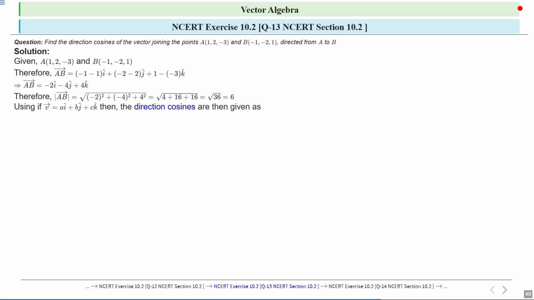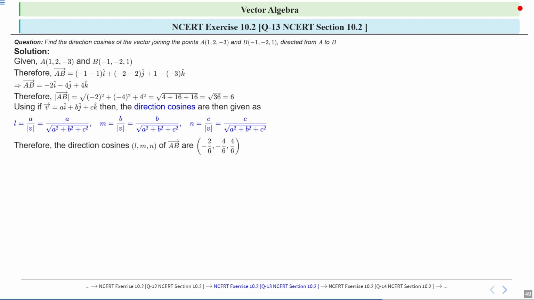Now, if v vector is equal to a i cap plus b j cap plus c k cap, then the direction cosines are given as l is equal to a upon magnitude of v, which is a upon root over a square plus b square plus c square. m is equal to b upon magnitude of v, which is b upon root over a square plus b square plus c square, and n is equal to c upon magnitude of v, which is c upon root over a square plus b square plus c square. Therefore, the direction cosines l, m, n of AB vector are basically -2 upon 6, -4 upon 6, and 4 upon 6. Hence, we can say that l, m, n are equal to -1 upon 3, -2 upon 3, and 2 upon 3.